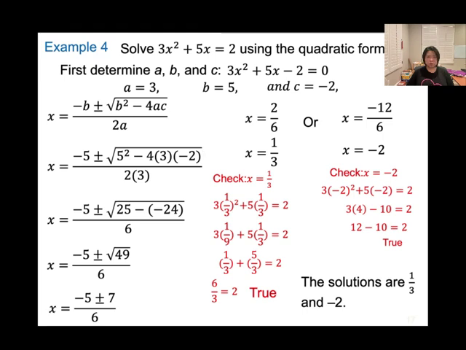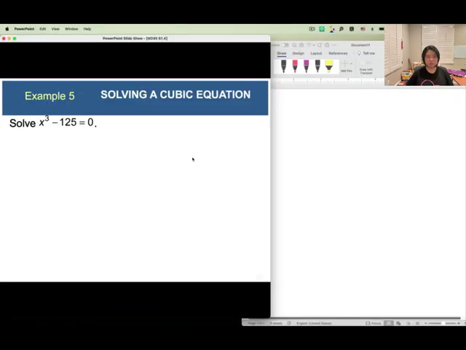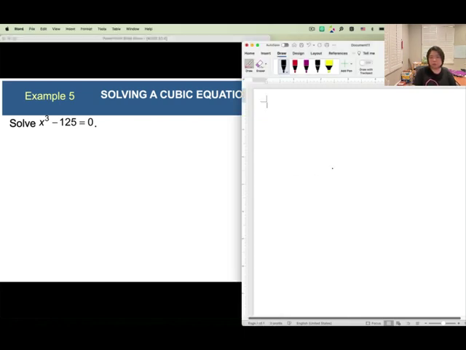So this is a quadratic equation using the quadratic formula. Now, the cubic equation. We have an equation like here, x cubed plus x equal to 0. The highest degree of the term is going to be 3 here. That's why we call this a cubic equation. Look at this example: x cubed minus 125 equal to 0. For this one, we want to apply the formula.